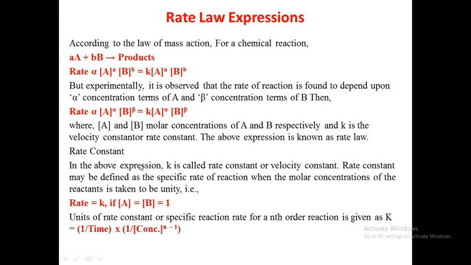And in this case, the sum of these exponents, that is alpha and beta, is known as the order of this chemical reaction. That means alpha plus beta is equal to n. N represents the order of that chemical reaction. When we are determining the unit of rate constant, we are considering mole per liter to the power 1 minus n. That n represents again the order of the chemical reaction.